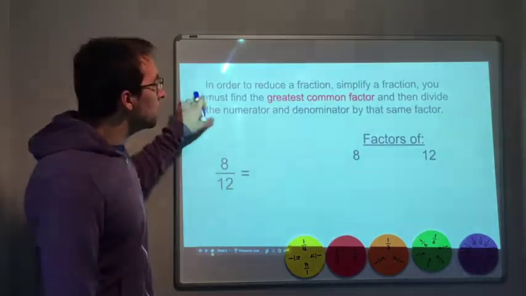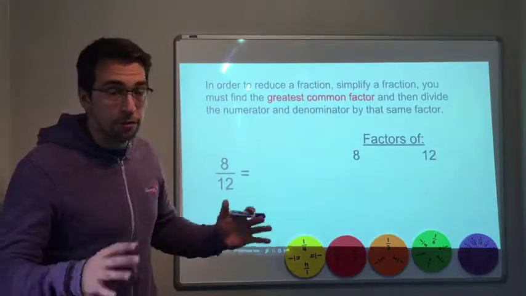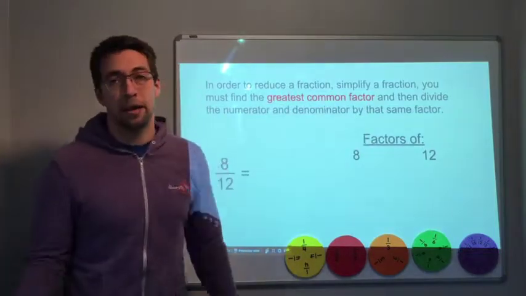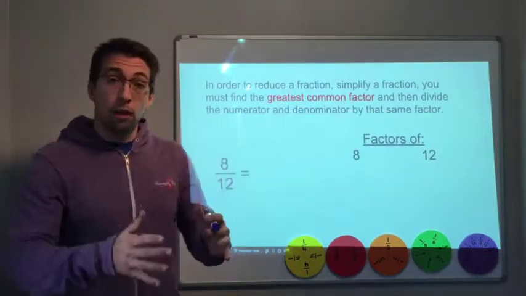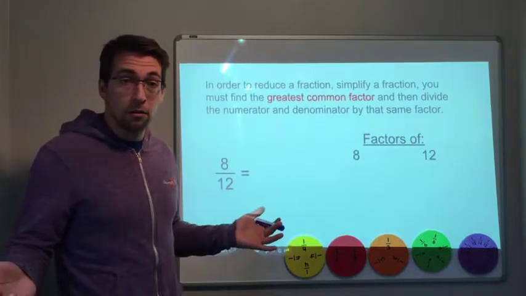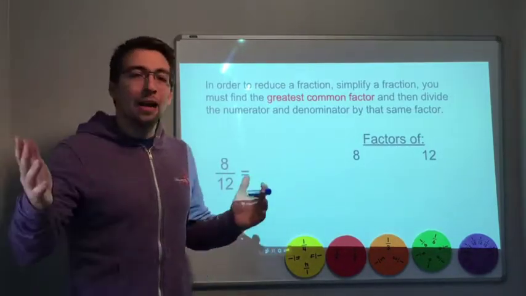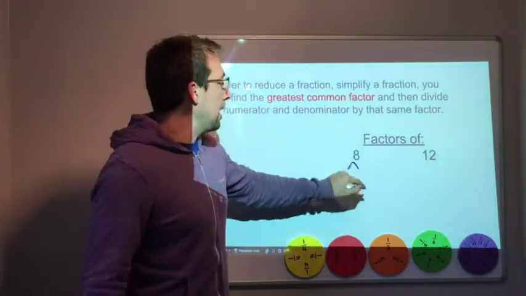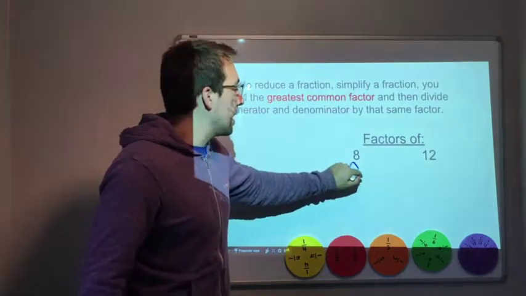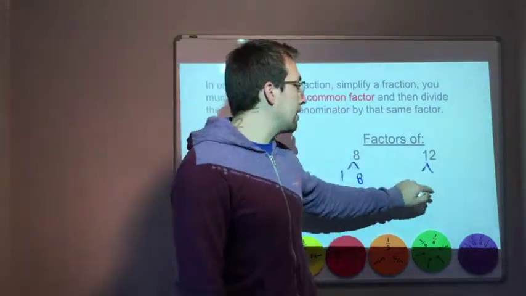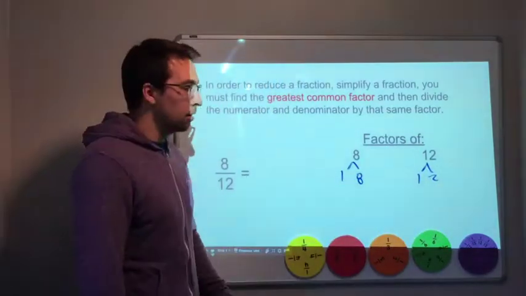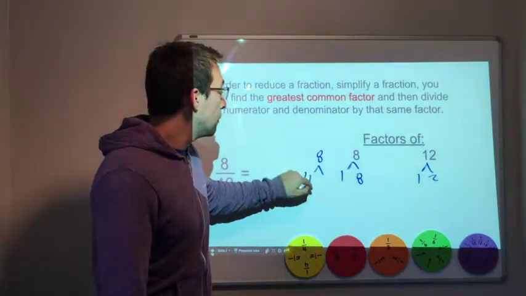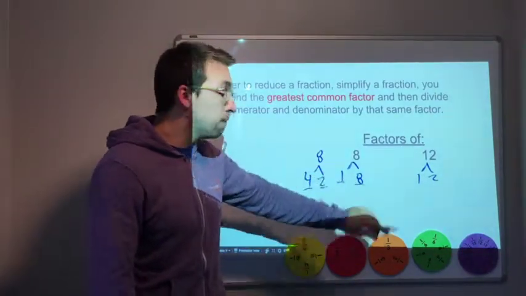Okay, so in order to reduce a fraction, or simplify a fraction, it's the same thing, you must find the greatest common factor, and then divide the numerator and the denominator by that same factor. So what is a factor? A factor is any two numbers you multiply together to get that third number. So let's find the factors of 8. 1 and 8. You can always multiply 1 and the number itself. Another factor of 8 might be 4 times 2. So 1, 2, 4, 8 are the factors of 8.